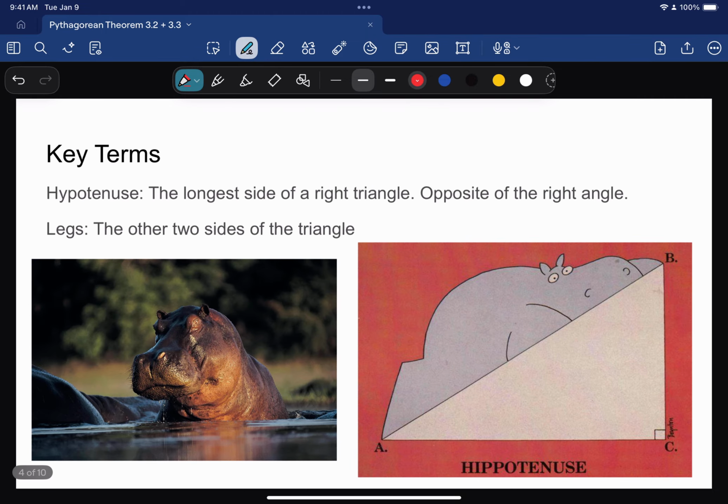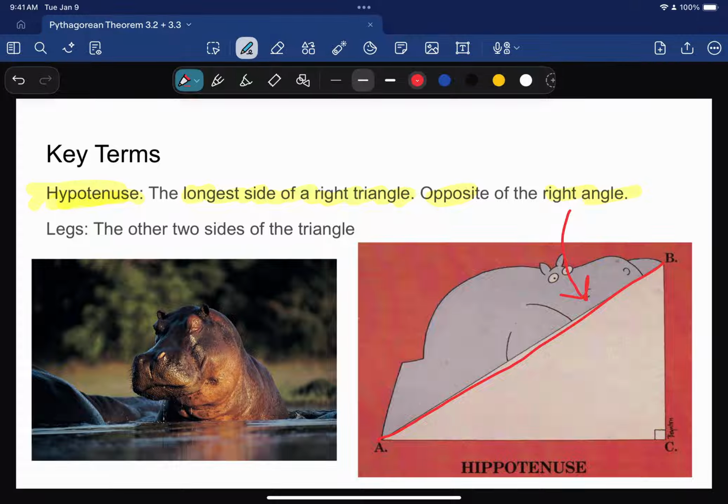Next up, we need to know the hypotenuse. I put a picture of a hippo here because it kind of looks like hippo, hypotenuse, but it is pronounced hypotenuse. And the hypotenuse is the longest side of a right triangle, the longest side. So you can see in this drawing here, the hypotenuse is this length here, okay? And it is opposite of the right angle.